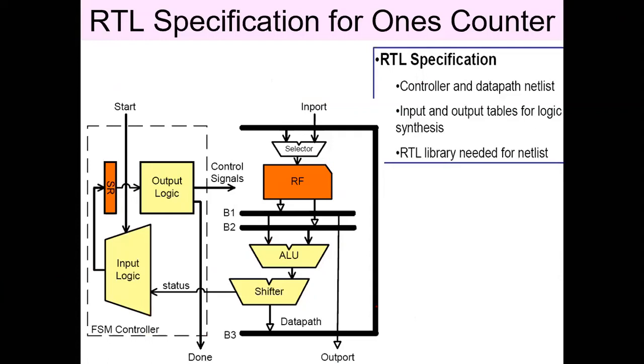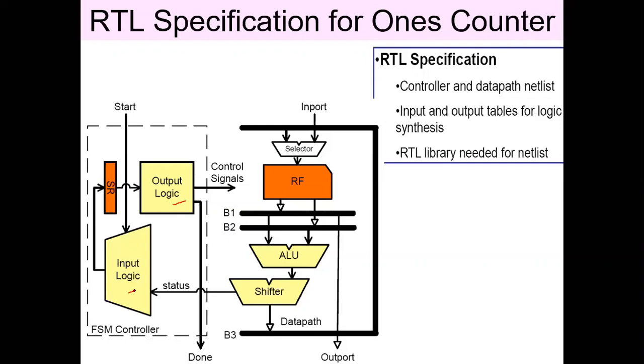When we are doing the RTL specification, we will specify the data path architecture. What are the register files, what are the buses, what are the functional units present in the data path, and how the connections happen inside the data path. All this will be clearly specified, and along with that we will specify two tables, one for output logic and one for input logic.